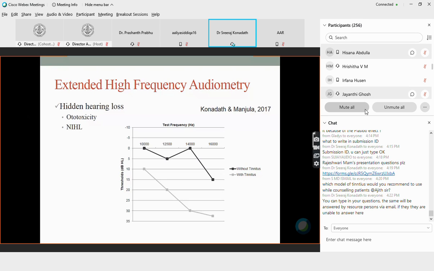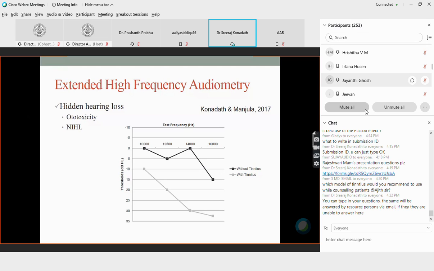Even when you have a normal threshold up to 8000 hertz, don't say that they have normal hearing sensitivity. It could be that they have hearing loss at extended high frequencies, that is 8000 and above. If you can test with supra-threshold headphones, it is going to be beneficial. So keep that in mind. For supra-threshold headphones, you have the STA 200 headphones or similar headphones which are capable of providing stimulus up to 16,000 hertz. Your audiometer should also have the capability.